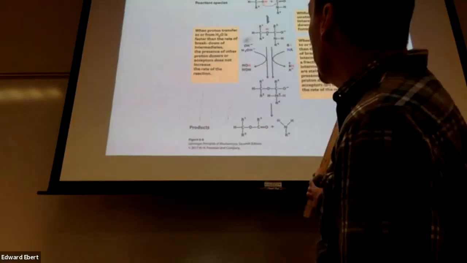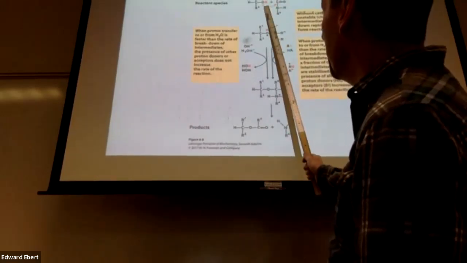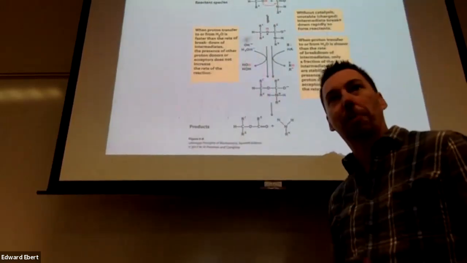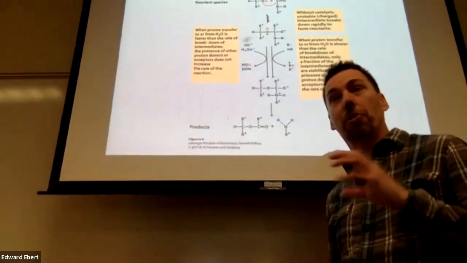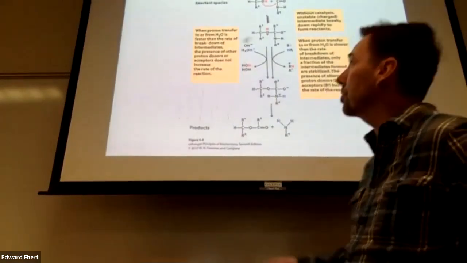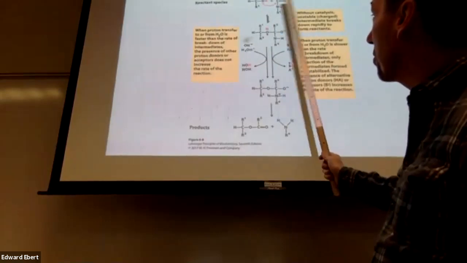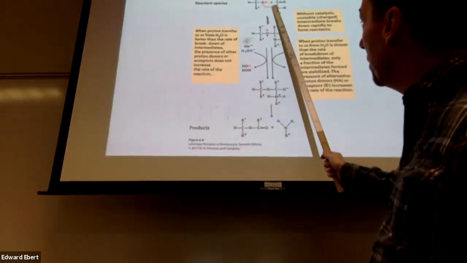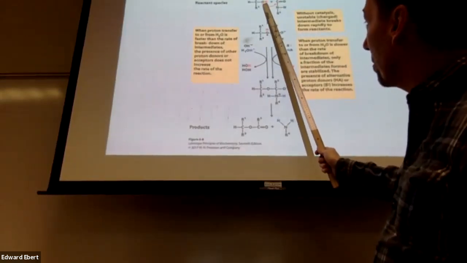So general acid-base catalysis is probably our most common. In this case, we can talk about electron donors, electron pair donors, and electron pair acceptors. We can also talk about proton donors and proton acceptors. So here we have nucleophilic attack from our carboxylic acid.